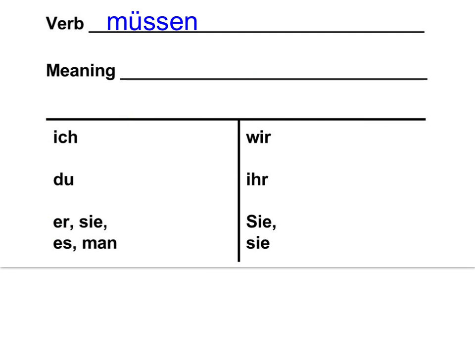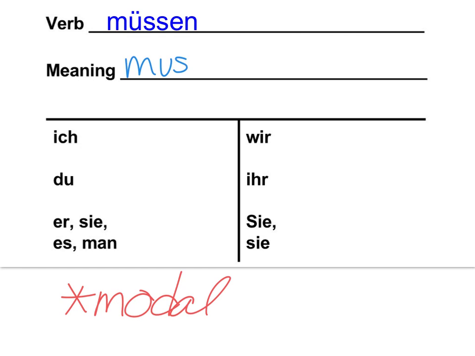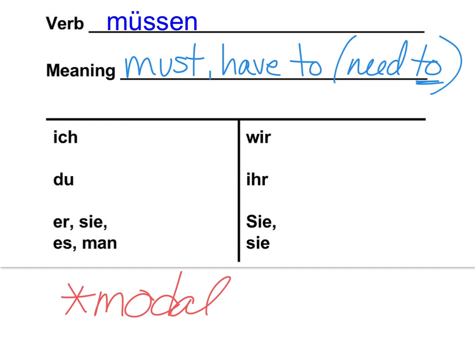Next verb is another modal. Müssen. Everybody try that one. Müssen. Müssen. Oh, that wasn't everybody. Try it again. Müssen. Müssen. Means must or have to. In some cases it means need to, like I really have to do this. It's not that you need something, but that you need to do something. So if that word to isn't there, then it doesn't work.